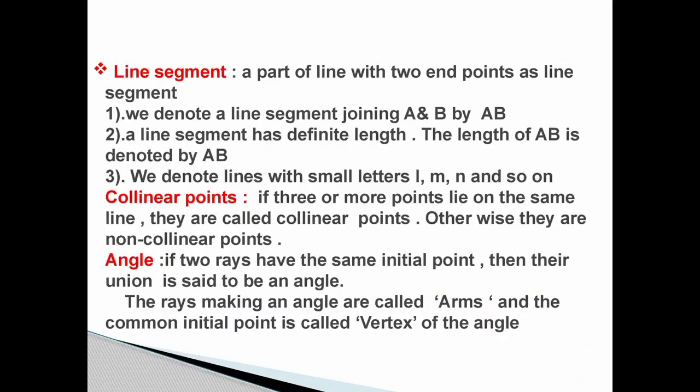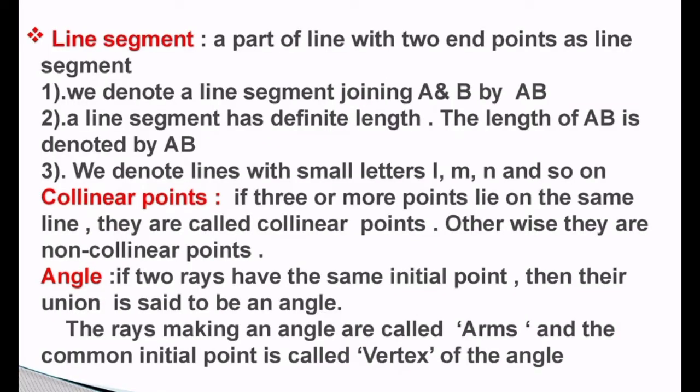A line segment is a part of a line with two endpoints. We denote the line segment joining points A and B as AB. A line segment has a definite length. The length of AB is denoted by AB. We denote lines with small letters l, m, n, and so on.